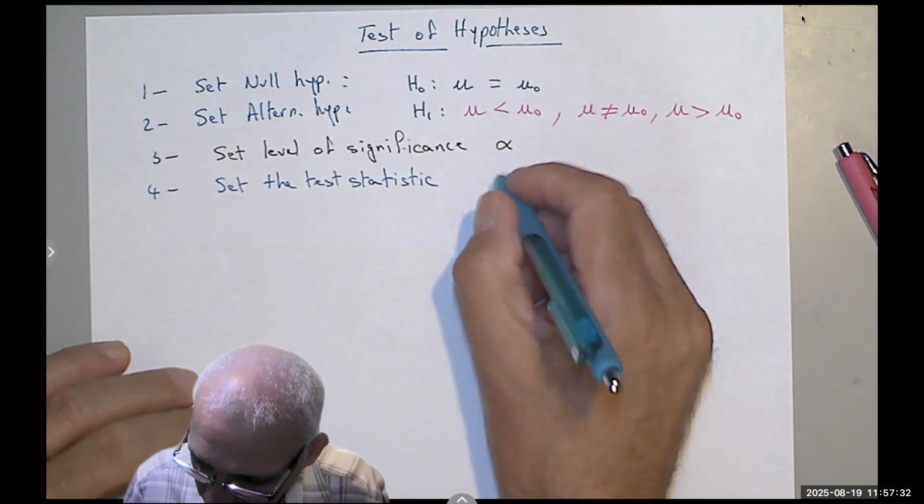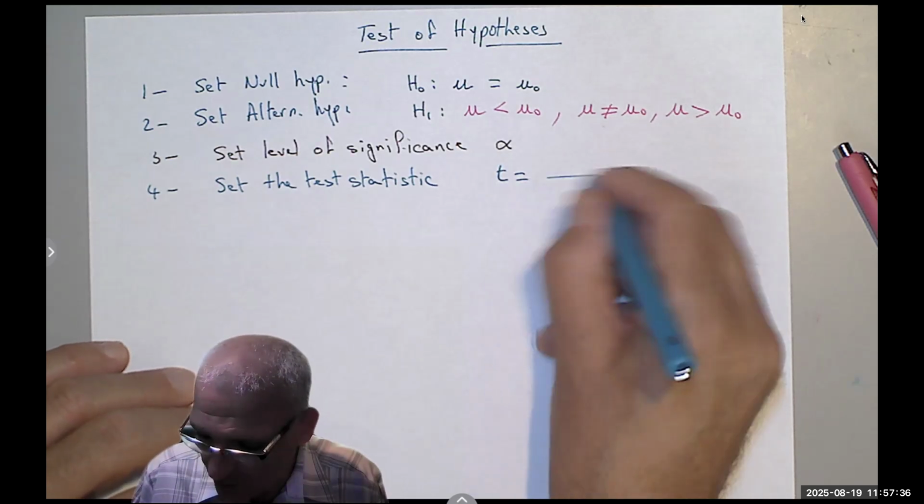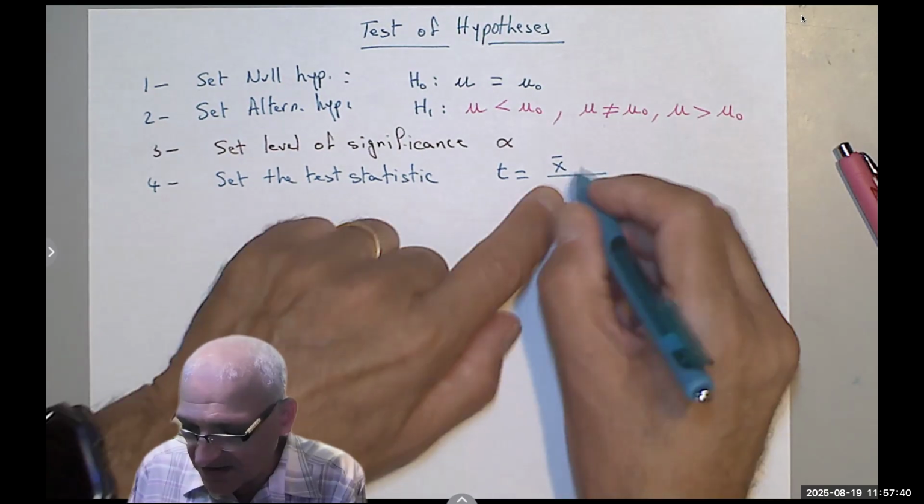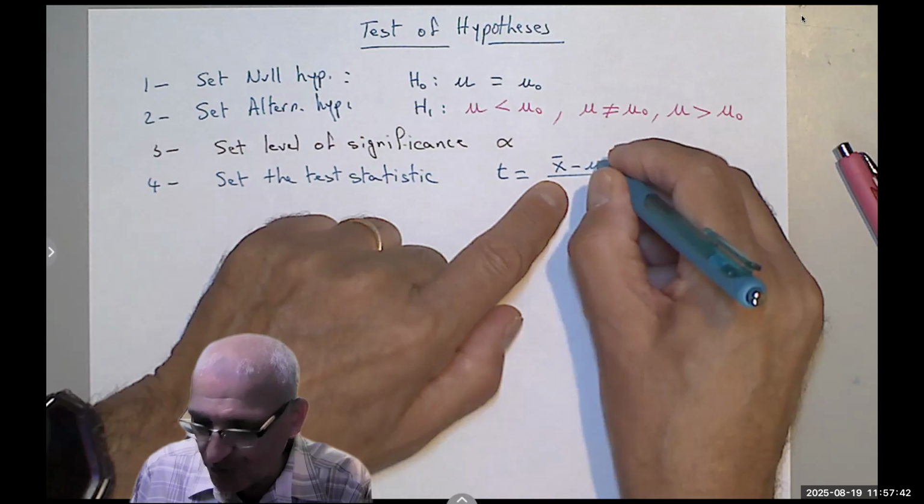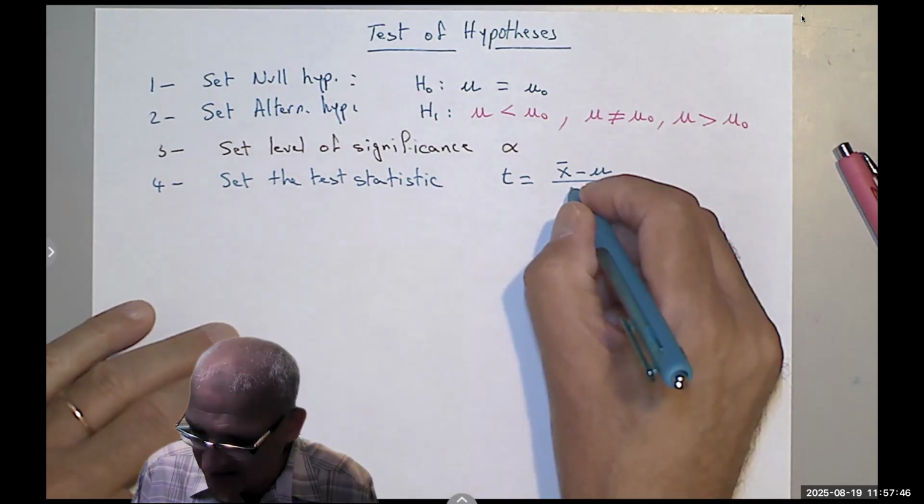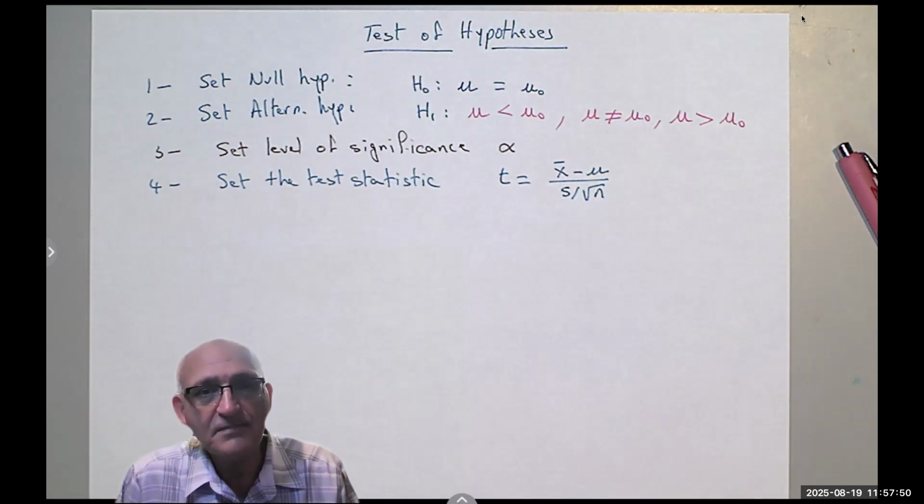So we are going to set our t, and we say the t statistic equals, we already know, x bar minus its expected value, which is mu, divided by its standard error, which is s over square root of n. Okay?